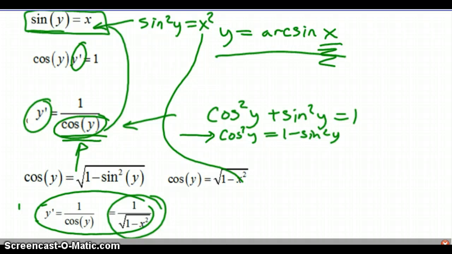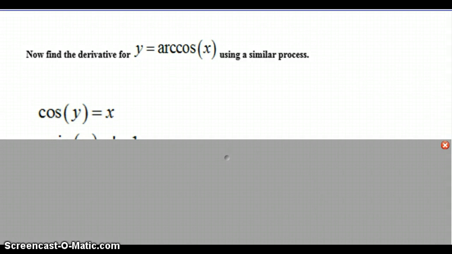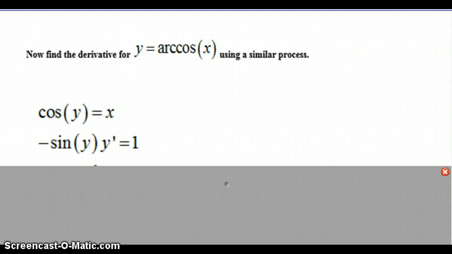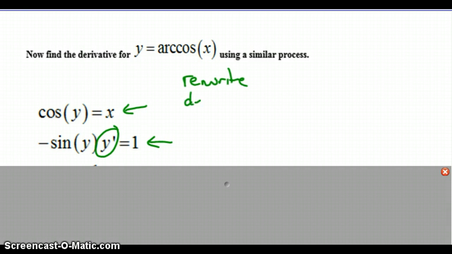We're going to do something similar for arccosine now. Very similar. Again, go ahead and rewrite as a cosine, not an arccosine, and take the derivative implicitly. Press pause, then check. So I rewrote in terms of cosine, took the derivative implicitly. I have a y prime in here, so our steps were rewrite, take the derivative, and we did that implicitly.